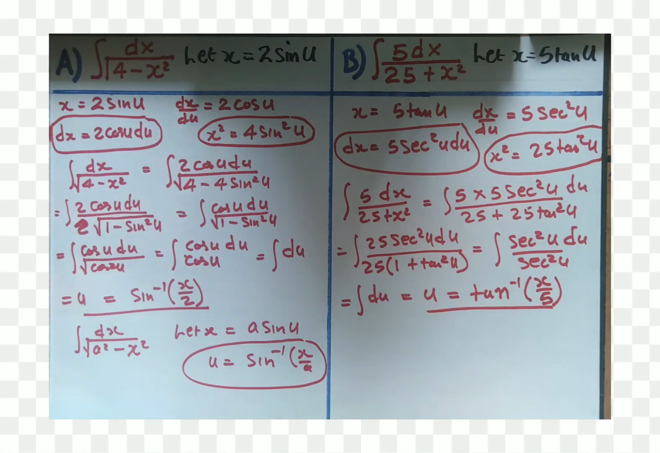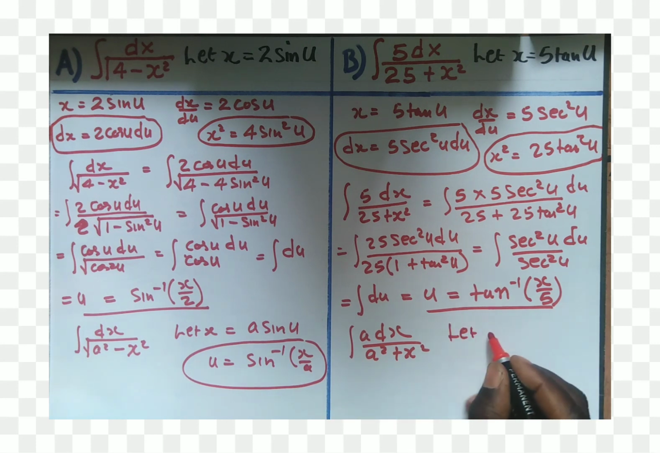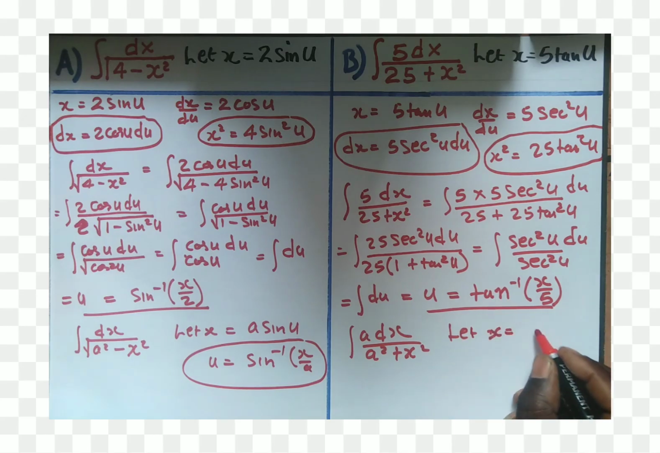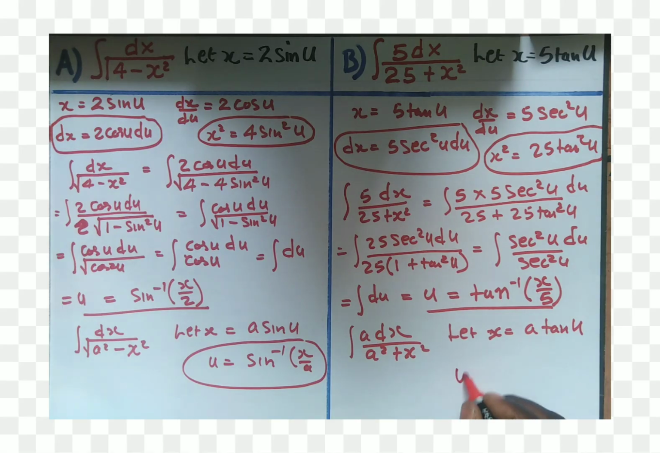In general, if we are given an integral of the form a dx over a squared plus x squared, we let x equal a tan of u, so that our integral becomes u, which is equal to arctan of x over a.